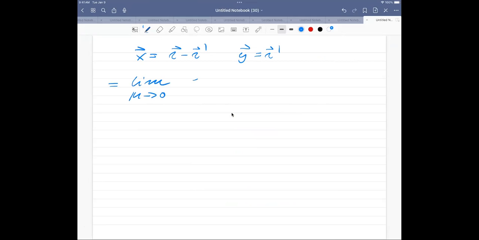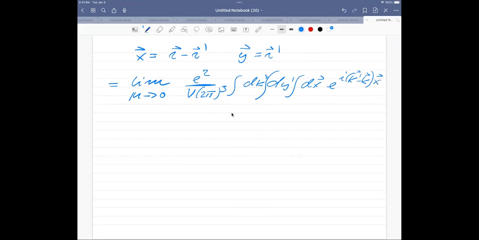And then I have this factor e squared divided by V of (2π) cubed, and then I have my d of k prime and d of y, which I'm going to write like this in the integral. So there's a k prime here, there's a d of x, and then I have e^{i(k'−k)·x}, multiplied with e^{−μ|x|} divided by the absolute value of x.